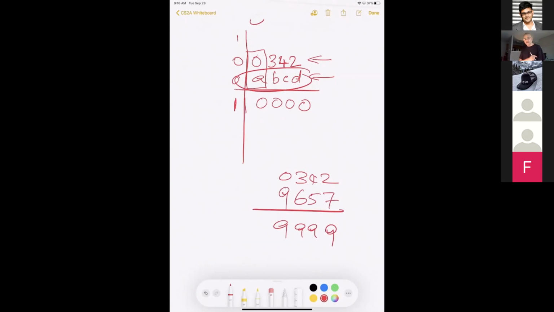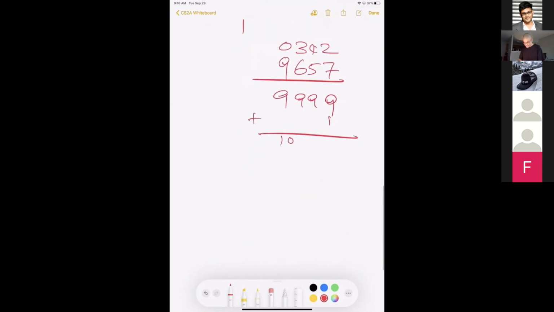Now, once I've got to 9999, all I need to do is add 1 more to it. Plus 1, I get 10,000. Now, I don't have space for 10,000. I only have 4 boxes, so I'm going to write the zeros and throw away the 1. Does this make sense? If I can get this to work, then I know that this number is the negation of that number. So I can treat one of them as a positive and the other as a negative of the same number.